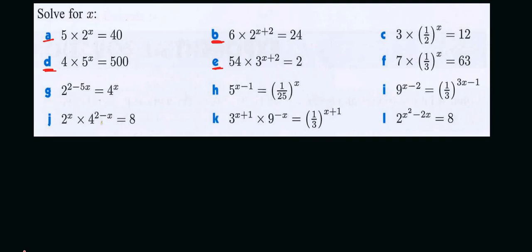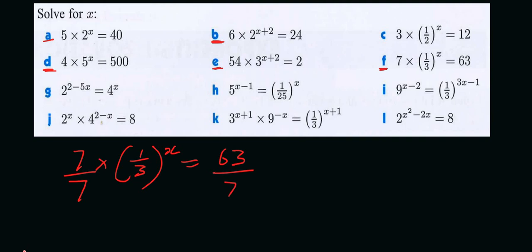Okay, so next is question F. We have 7 times 1/3 exponent x equal 63. So now we can divide both sides by 7. So 7 is going to cancel out 7 from here. 7 divided by 7 is 1. 63 divided by 7 is 9.